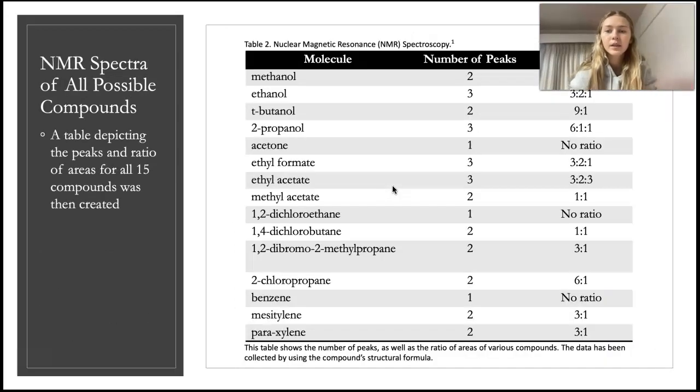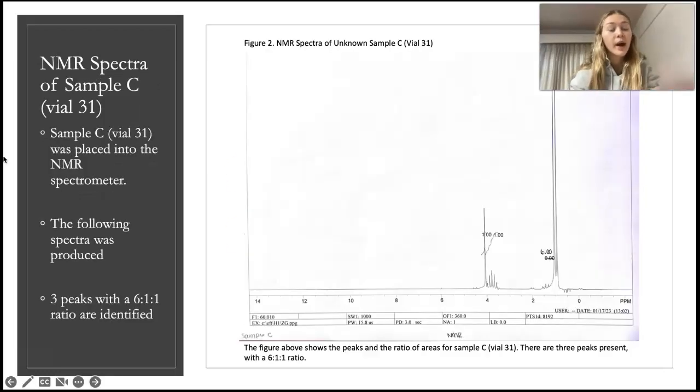Then the NMR was taken, and here we have a list of all possible number of peaks to ratio of areas. So this was used in comparison to my graph that was produced by the NMR spectrometer. As you can see, we have a 1 to 1 to 6 ratio, or 6 to 1 to 1, and there's 3 peaks. So this was compared to the previous table.